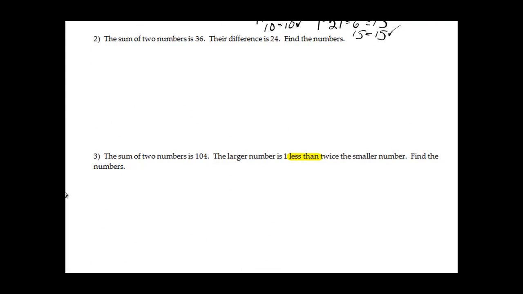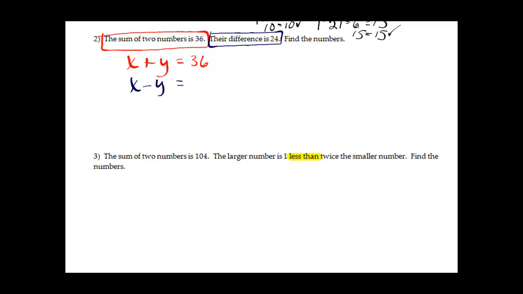Again, reading number 2, the sum of two numbers is 36. Your first sentence will contain your first equation. You know you're adding two numbers. x plus y equals 36. Your second sentence typically contains your second equation. Their difference is 24. At this point, you're going to be eliminating your y's.